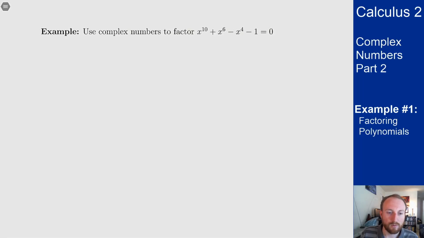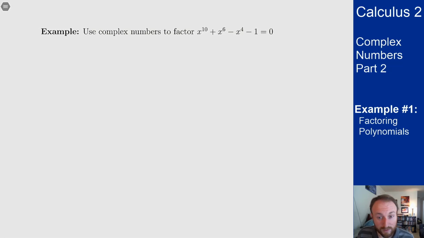In this example, we'll use facts we know about complex numbers to help us factor a polynomial. We want to use complex numbers to help us factor the following polynomial: x to the 10th plus x to the 6th minus x to the 4th minus 1 equals 0. So how are we going to factor this? Well, as it is right now, it doesn't look too great using complex numbers to do this.